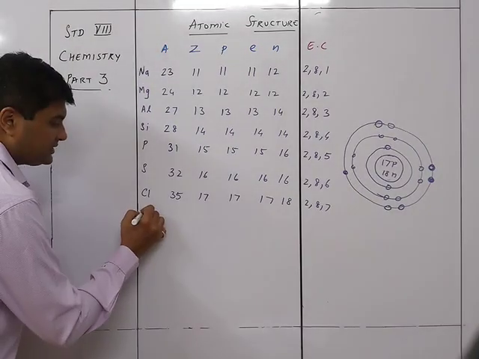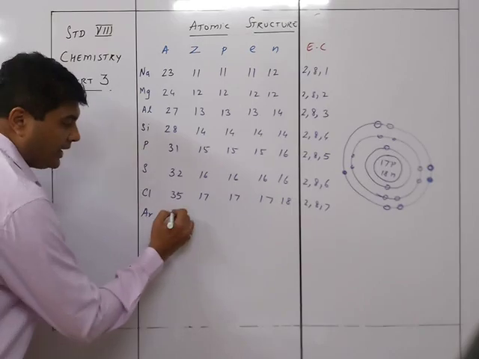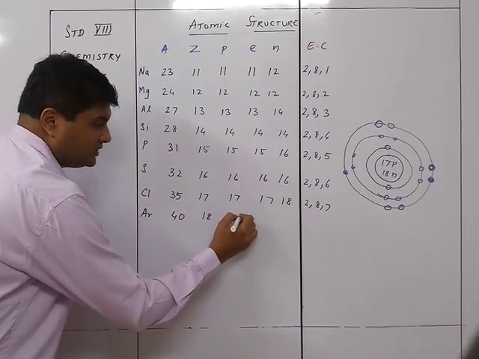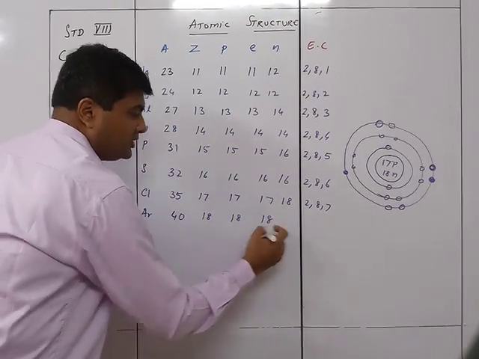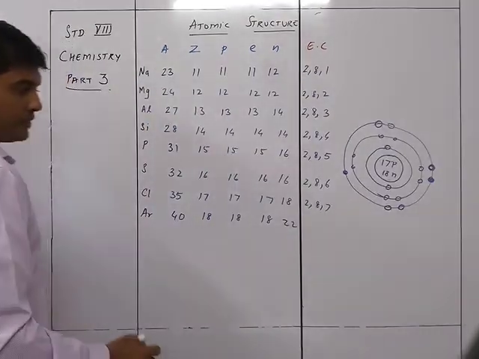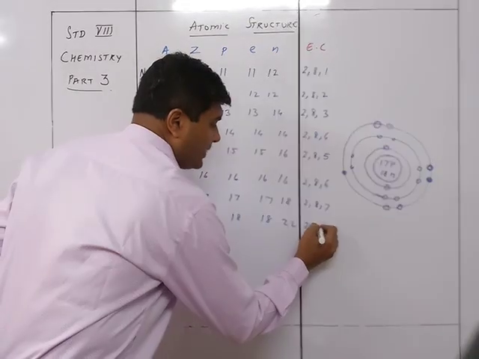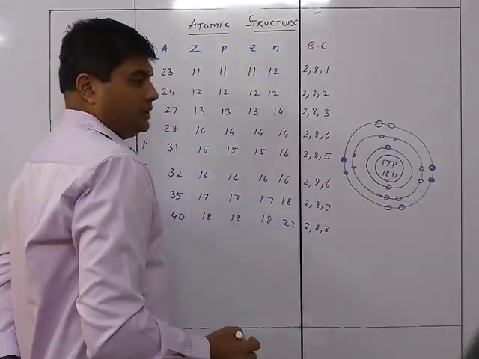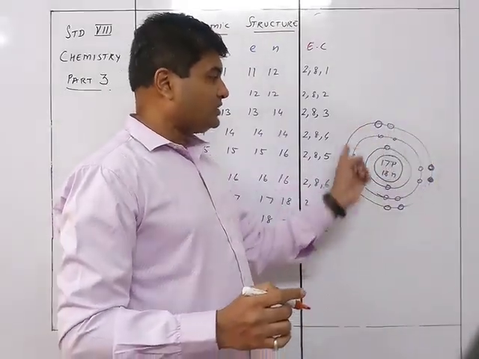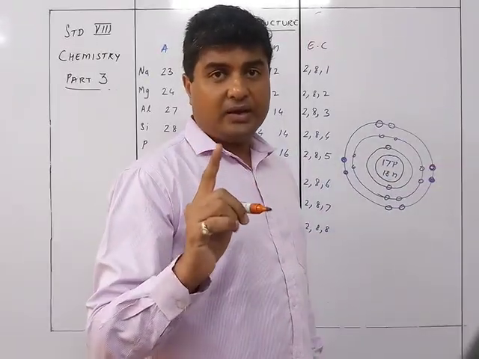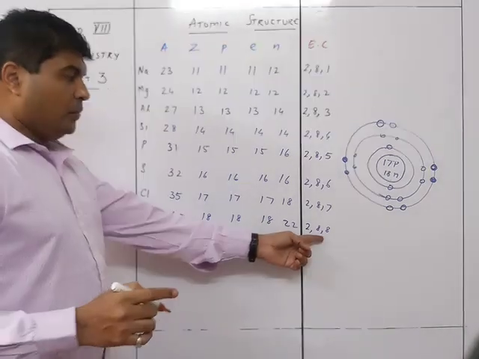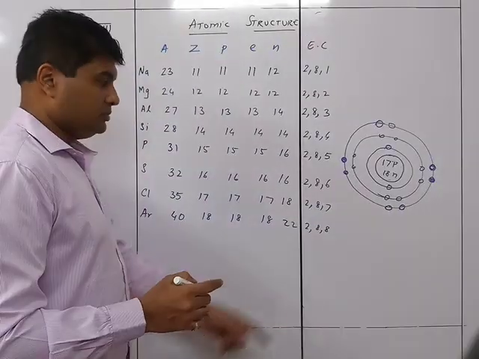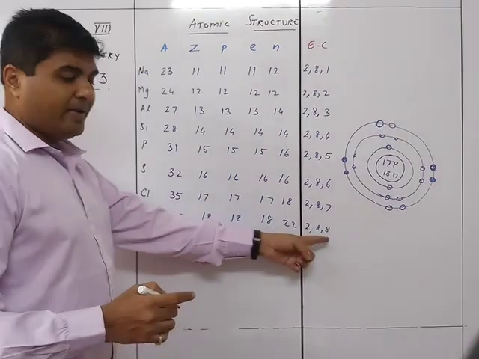The next one is argon. Argon, the mass number is 40. This is 18, so this is 18, this is 18 and this will be 22. So this comes 8, 8, 8. So that is the final one over here. Now the capacity of the last orbit cannot be more than 8. So this is the last one which has 8 electrons in the M shell. So argon is 2, 8, 8.